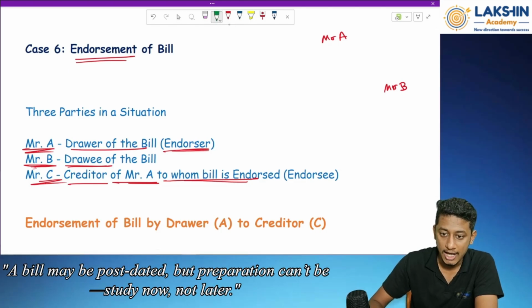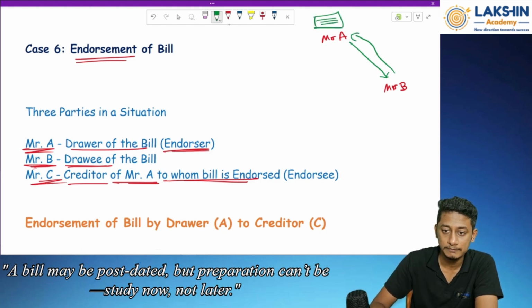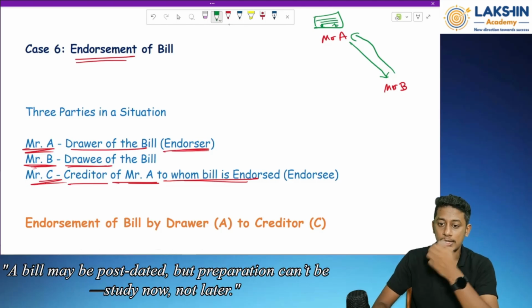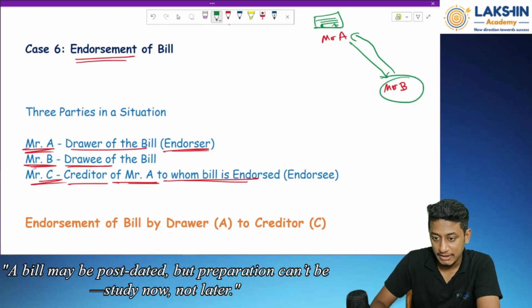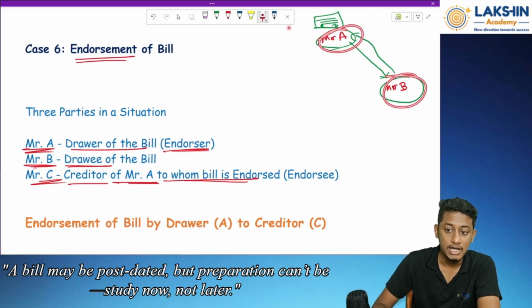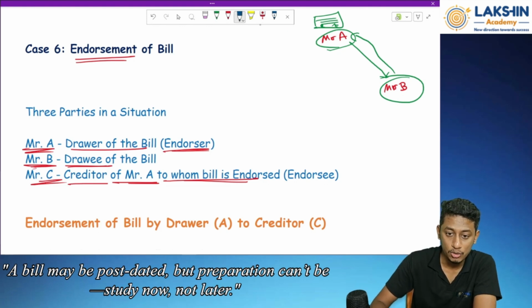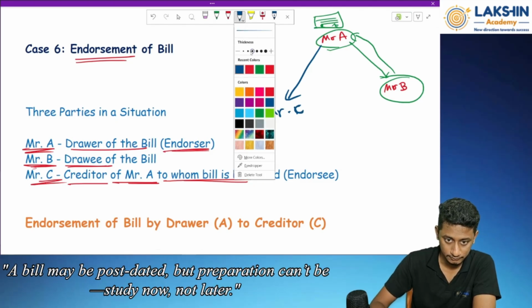Now what happens? I am issuing a bill to Mr. B. He accepts and sends me the bill back. So now this is a bill of exchange with me. Both parties stand here. In this case, Mr. B owed some money to Mr. A. Because of this, I am drawing a bill. So after 3 months, let's say, Mr. B has to make the payment to Mr. A. But Mr. B also owes some money to a person named Mr. C.